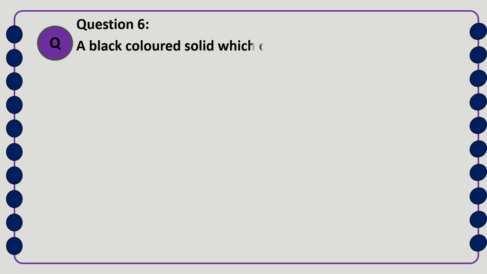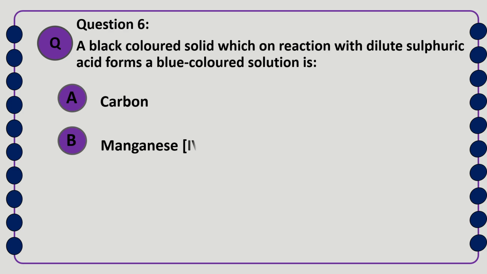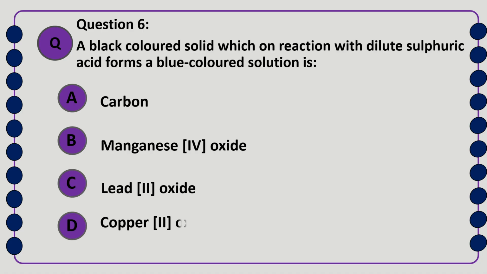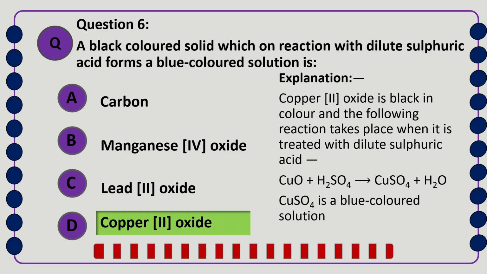Question number 6. A black colored solid which on reaction with dilute sulfuric acid forms a blue colored solution is carbon, manganese dioxide, lead oxide, copper oxide. If you see, all are black in color, but the proper fit is copper oxide. The correct answer is copper oxide.